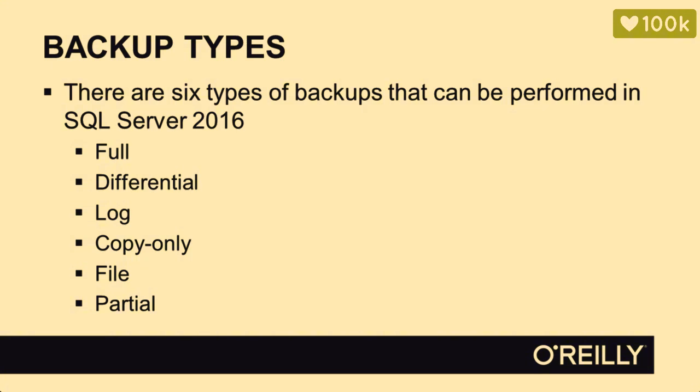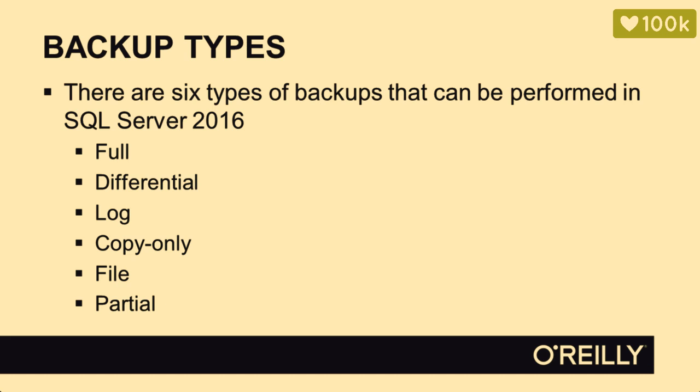And the general rule is the faster you can perform the backups, the longer it's going to take to perform the recovery process. The slower the backups are to complete, generally, the faster and more efficiently you can recover the database. Then there's ways to put all these various options together, to land somewhere in the middle. The bottom line is there are 6 types of backups that can be performed in SQL Server 2016.